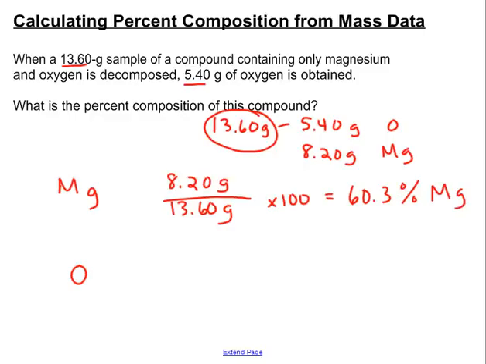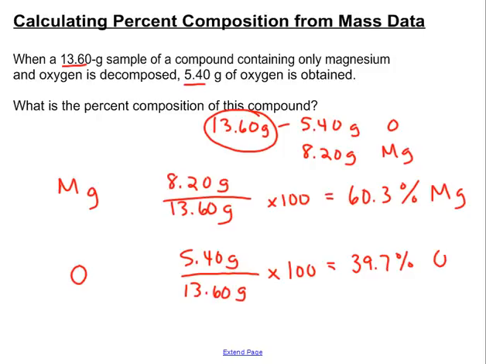Now oxygen: 5.40 grams, divided by the total, 13.60 grams, times 100 will give you the 39.7% that you might have expected had you subtracted 60.3 from 100%. But doing the math here verifies that your first answer was done correctly. So this is what we call the percent composition, because we now know the relative amounts of the elements of a specific compound. So that's the first approach.